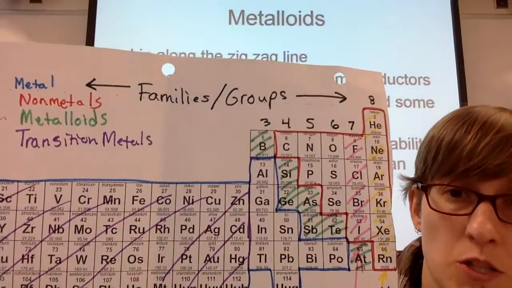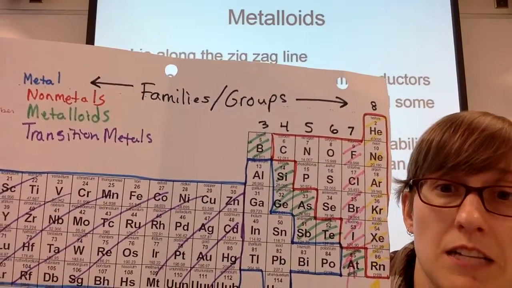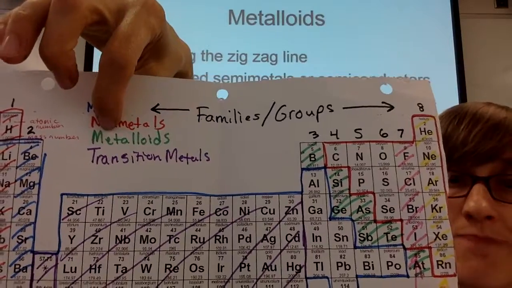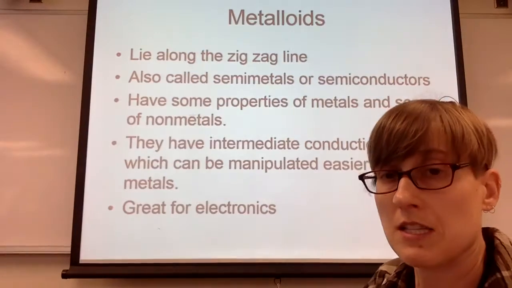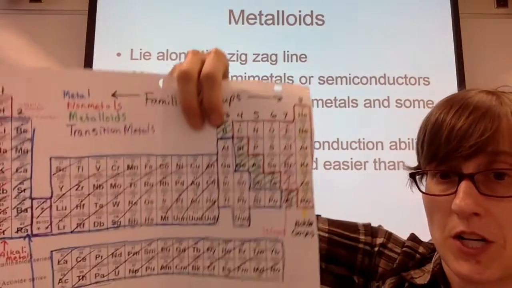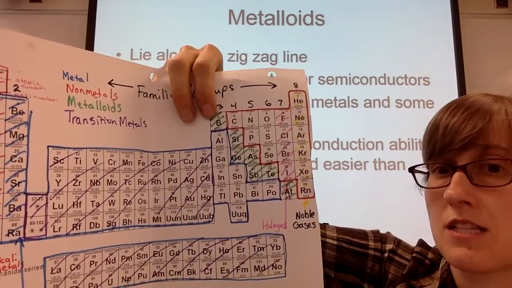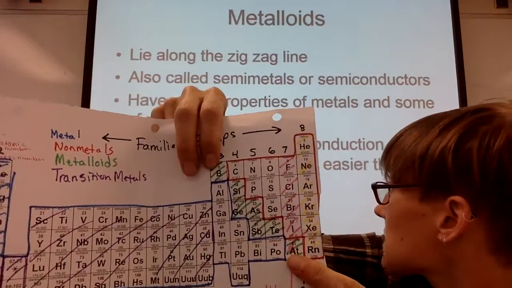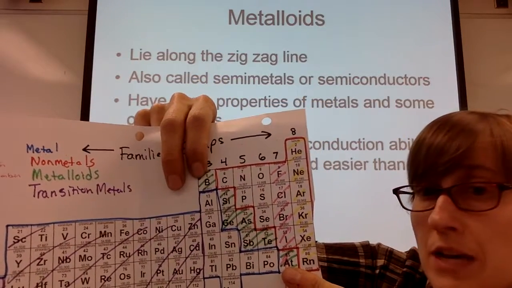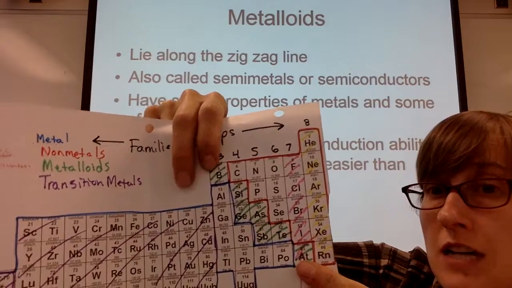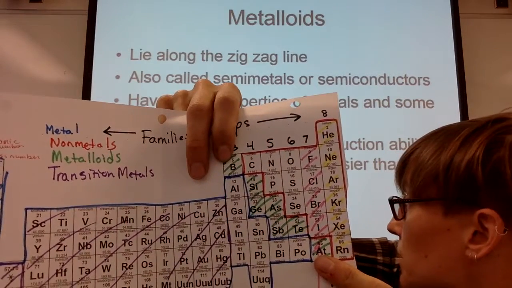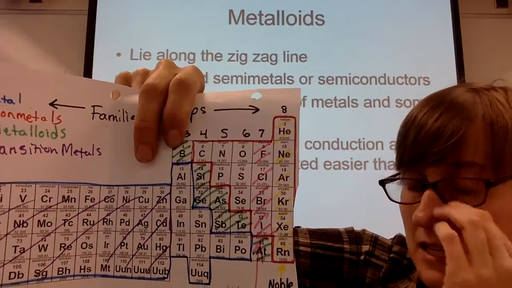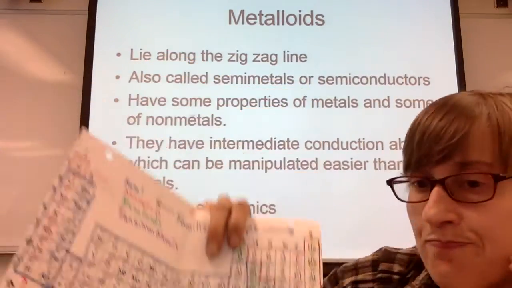If you haven't already, you'll want to shade the area labeled metalloids the same color and also label what it is. So these lie along the zigzag line of the periodic table, and they're sometimes called semiconductors. These are ones that you'll find in your electrical appliances, your iPhones, your iPods, things that need to be able to turn on and off quickly. You can manipulate them to conduct electricity or to not, and so you find them a lot in electronics.